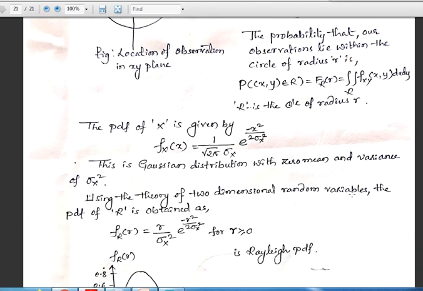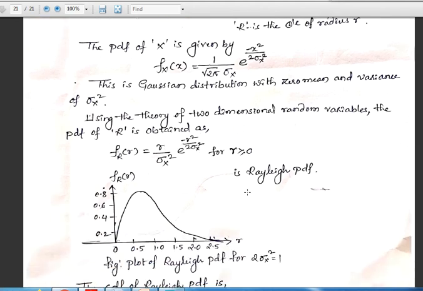Using the theory of two-dimensional random variables, the probability density function of r is obtained as f_R(r), which is r divided by sigma_x square, e to the power of minus r square divided by 2 sigma_x square. Now here it was with respect to x; when we convert it to be with respect to r, it becomes this way, wherein r is greater than or equal to 0. This is the Rayleigh probability density function, which goes in this fashion.